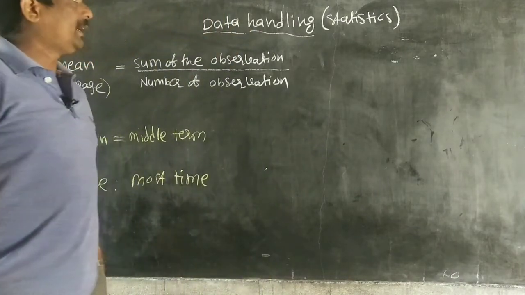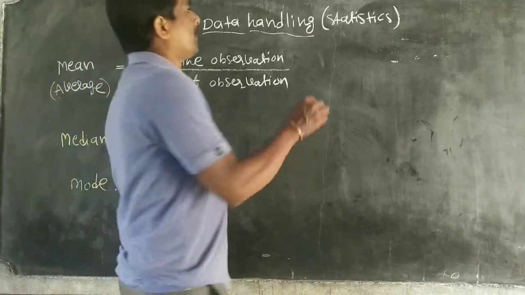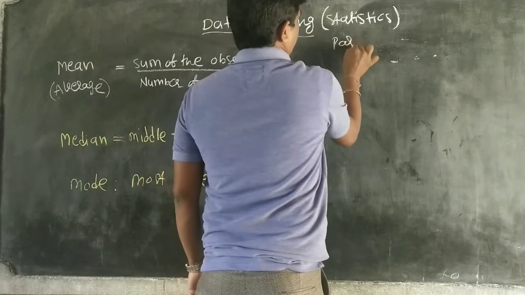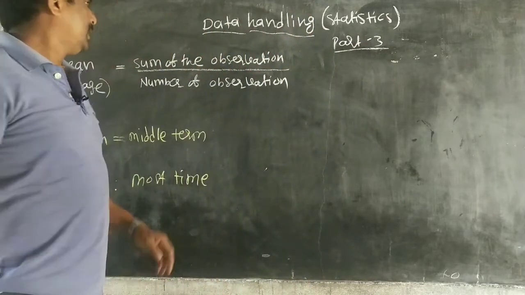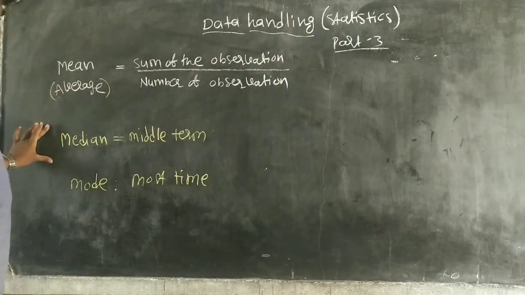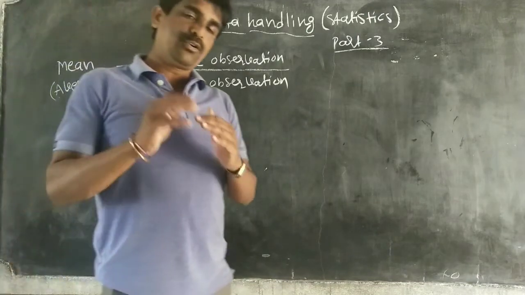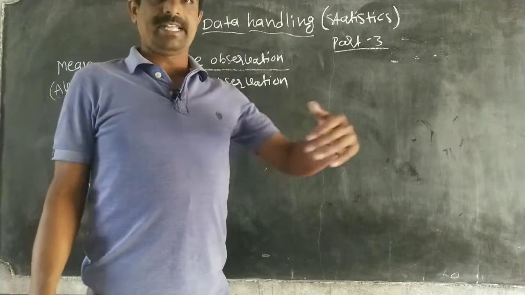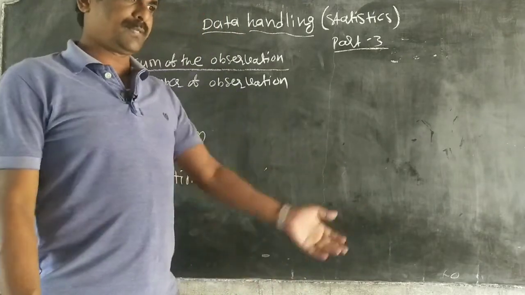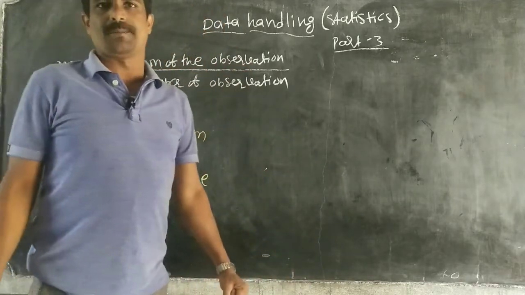Today our topic is data handling, statistics part 3. In this topic we are going to learn mean, median, mode. This is ungrouped data. In grouped data we have another big formula. Briefly, this is for 7th and 8th standard students only. Especially most of the competitive exams also ask these questions.